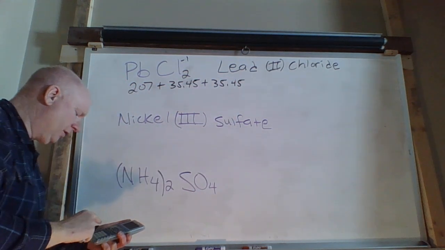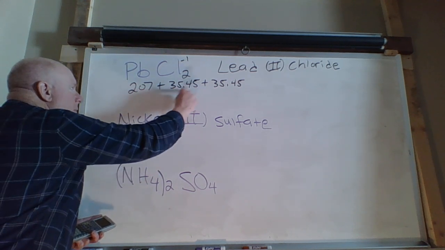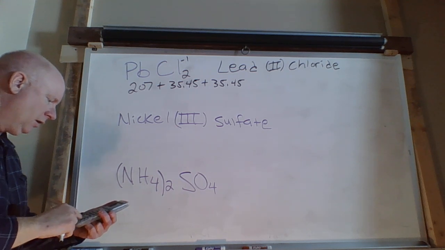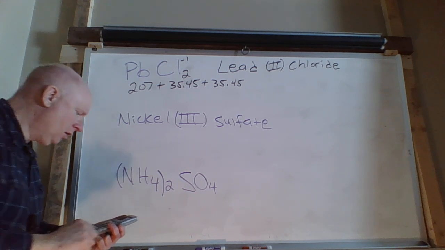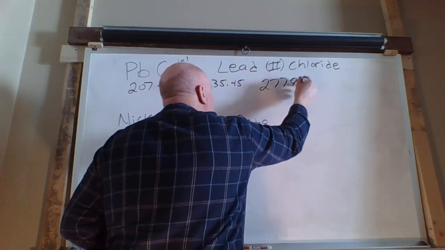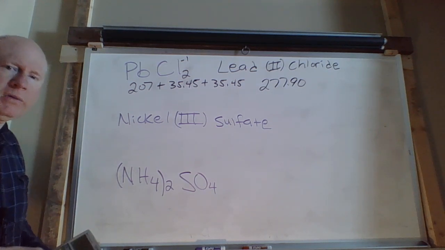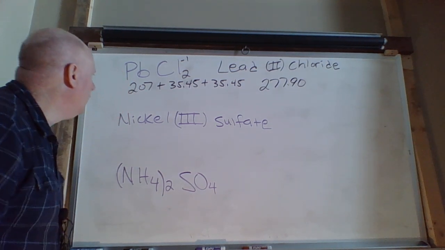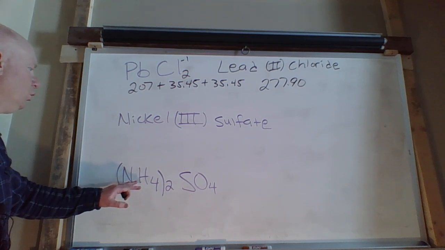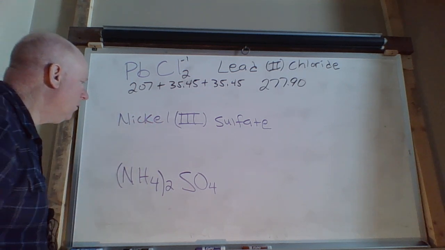Okay, so 70.90, that's what happens when you double these, then plus 207, and that would give you 277.9. And that's the atomic mass for lead 2 chloride. All right, then we move on to, for instance, we could go down to, no, let's just go ahead and keep these going in order.